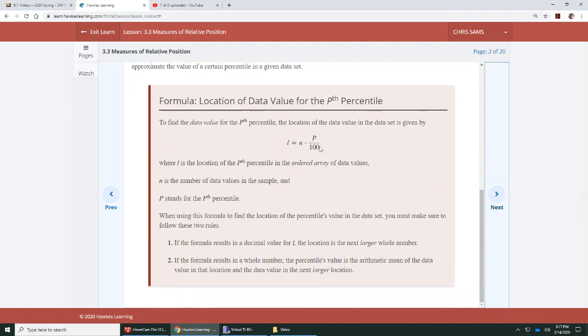When you use this formula, we are going to want to get a decimal. So you take, let's say it was 20% divided by 100, so you'll get 0.2. You multiply that by n, however many values you have. So you have 15 numbers. If this number right here results in a decimal, that's what number 1 is saying, then you're always going to round up, okay? Doesn't matter what it is.